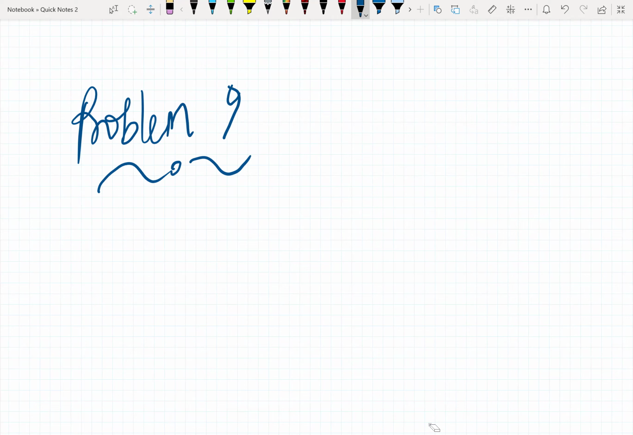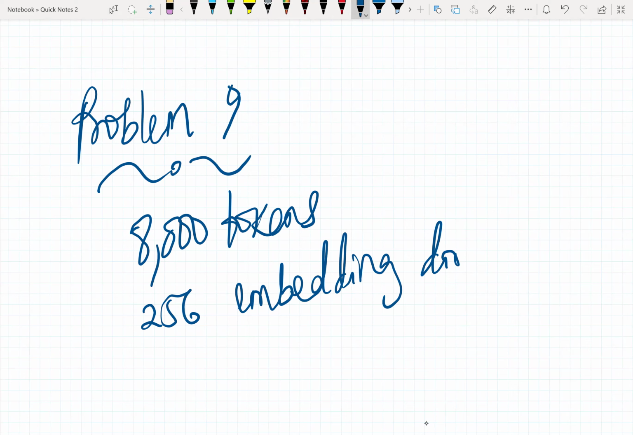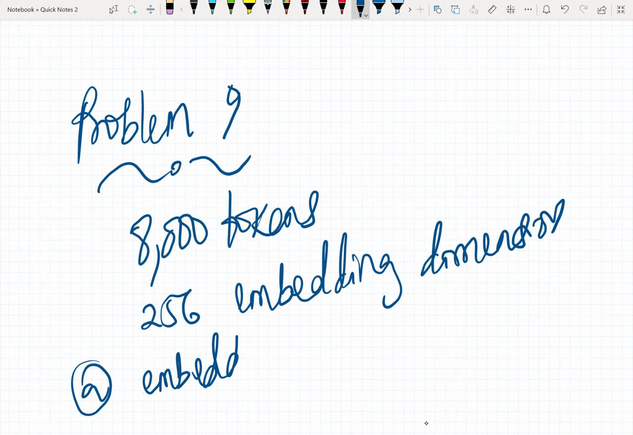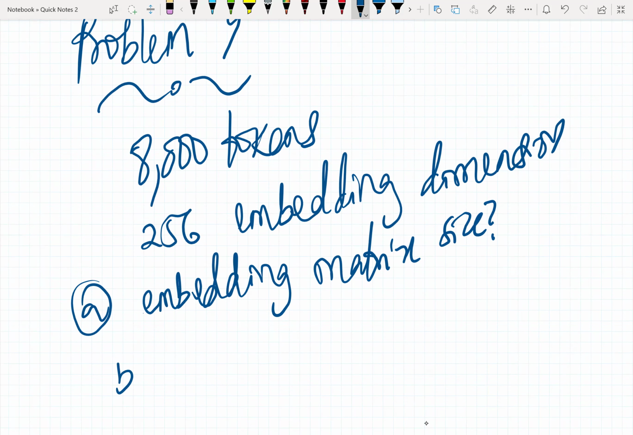A vocabulary contains 8,000 tokens, and embedding dimension 256. Part A is asking for the size: what is the size of the embedding matrix? So we need the embedding matrix size. That's the first thing we need. Then B, we need the trainable parameters: how many trainable parameters does the embedding layer contain?